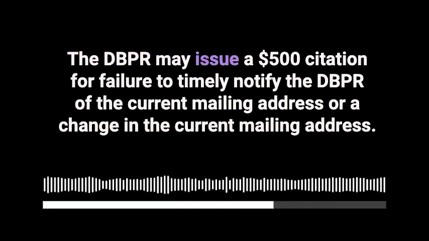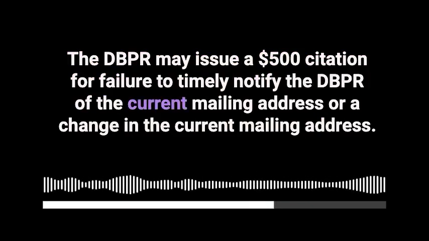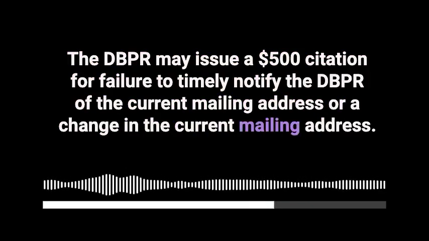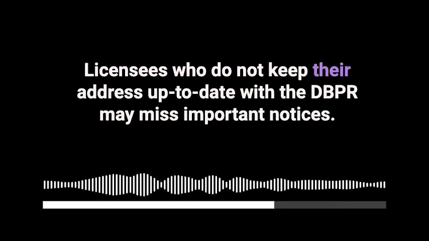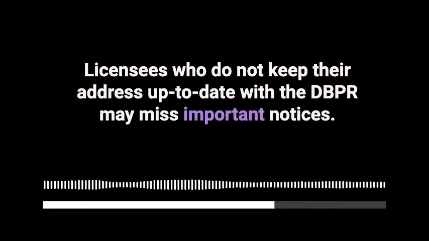The DBPR may issue a $500 citation for failure to timely notify the DBPR of the current mailing address, or a change in the current mailing address. Licensees who do not keep their address up to date with the DBPR may miss important notices.